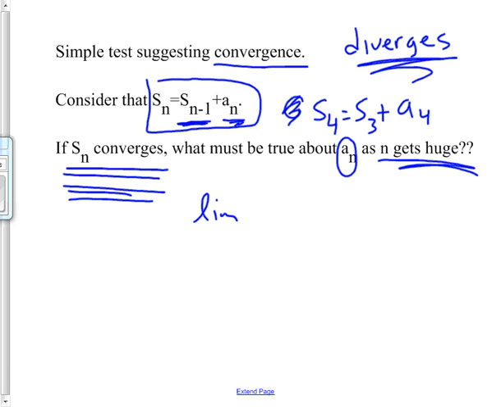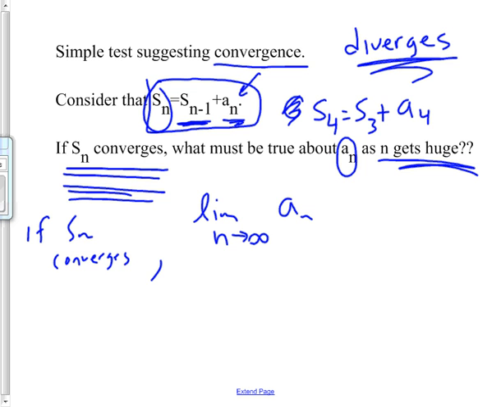In other words, what must be the limit as n approaches infinity of A sub n for S of n to converge? So if S of n converges, what must be true about the limit as n approaches infinity of A sub n? Well, for S sub n to converge, we can't keep adding things to it. It must reach some fixed amount. So my nth term must add a negligible amount to my series.